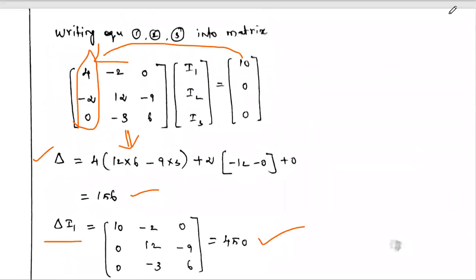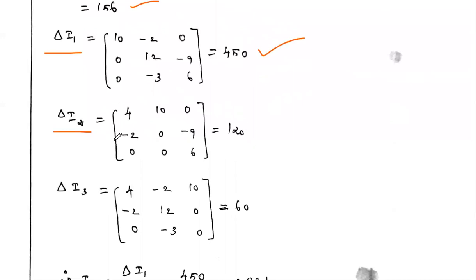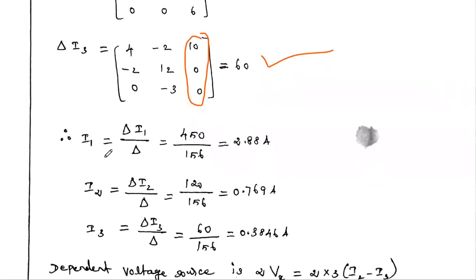Okay, similarly del I2, what is del I2? In the 3 by 3 matrix, if you replace the second column by the constant values, we can get del I2. The answer is 120. Similarly, del I3 is calculated by replacing the third column with the constant values. It is 60.